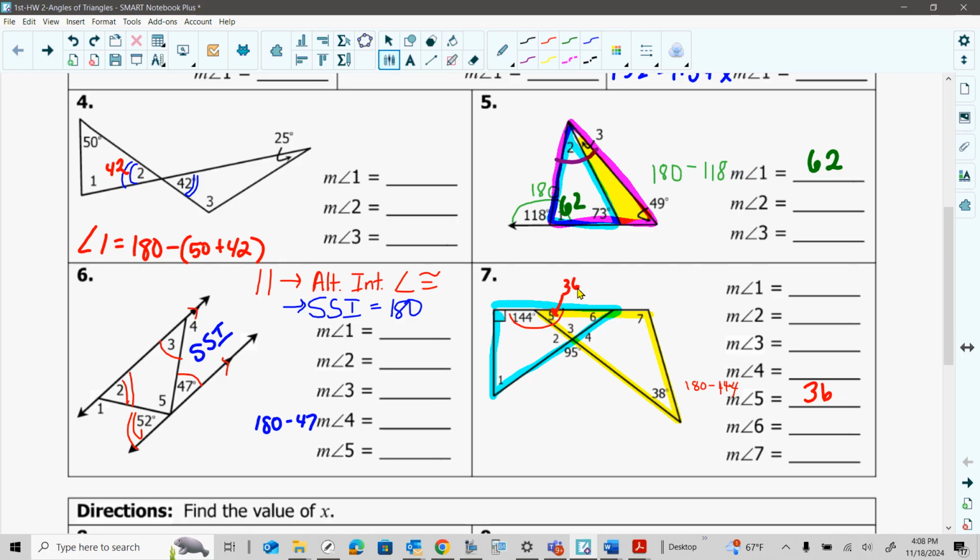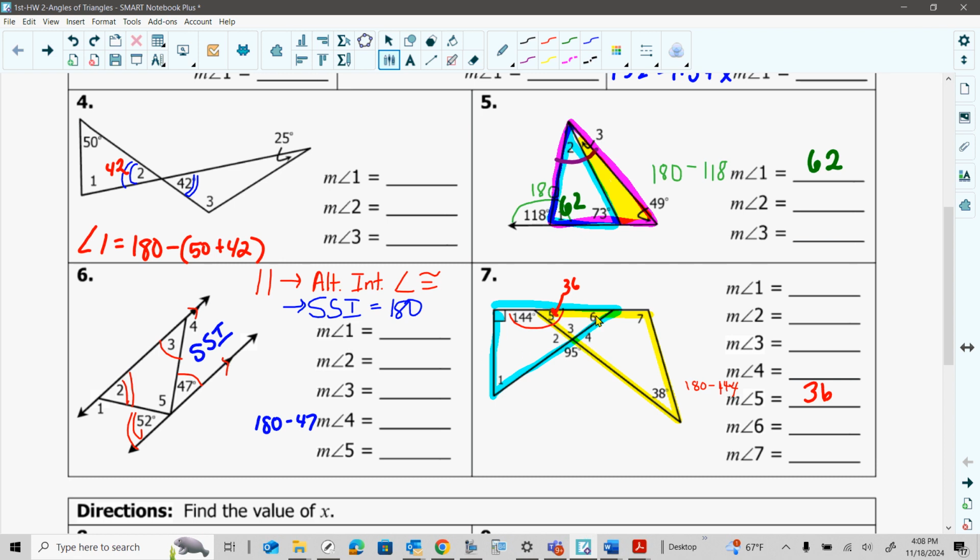And then from there, I could do the yellow triangle here. Angle 5, 36, the 38, plus angle 7, those three would make 180. Okay, and then I can use my vertical angles to find angle 3, and then I can get to the smaller triangle with angles 5, 3, and 6. So you're going to do some problem solving.